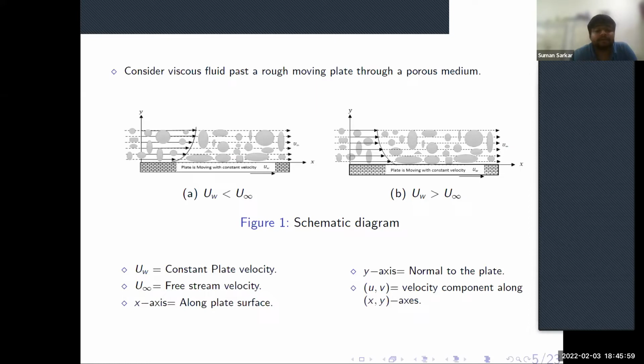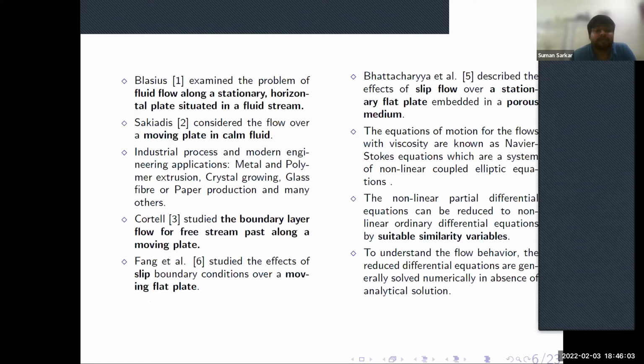This type of moving plate problem was first examined by Blasius, a former student of Prandtl. He considered the problem of fluid flow along a stationary plate. In contrast with Blasius, Sakiadis considered the fluid flow over a moving plate in a quiescent fluid, due to its industrial and practical applications in modern engineering such as metal and polymer extrusion, crystal growing, and many others.